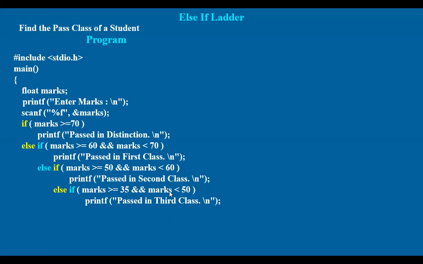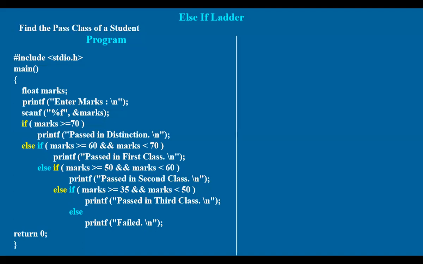Suppose this is also not satisfied, then it is less than 35, obviously, right? You need not even test whether it is less than 35 or not. Directly you can give the default statement. We call this the default statement. When all the conditions tested here have failed, we come to this default statement and it is a failed class. So this is the multi-way decision making.